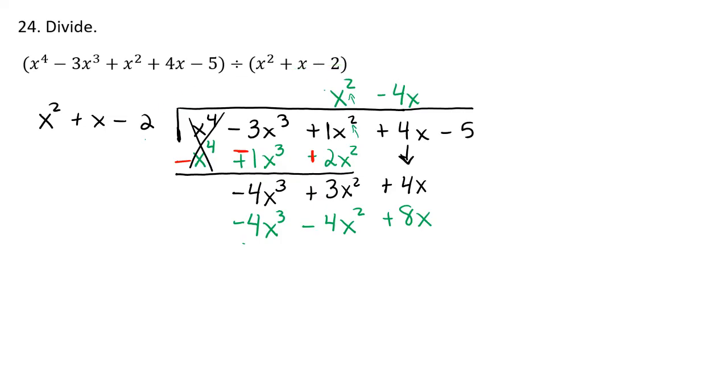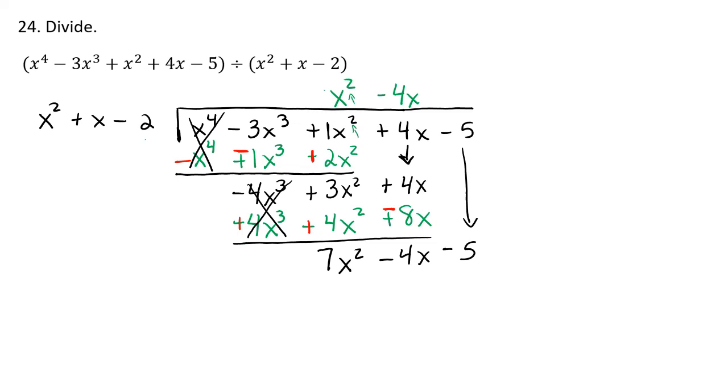So now I'm going to do exactly what I did last time. I'm going to draw a line underneath the terms I just wrote. I'm going to switch all the signs. And then we're going to combine our like terms. Negative 4x to the third plus 4x to the third is 0, so I cross it out. 3x squared plus 4x squared is 7x squared. 4x minus 8x is negative 4x. Then I take the next term and drop it down. Now I'm going to go through this process one more time.